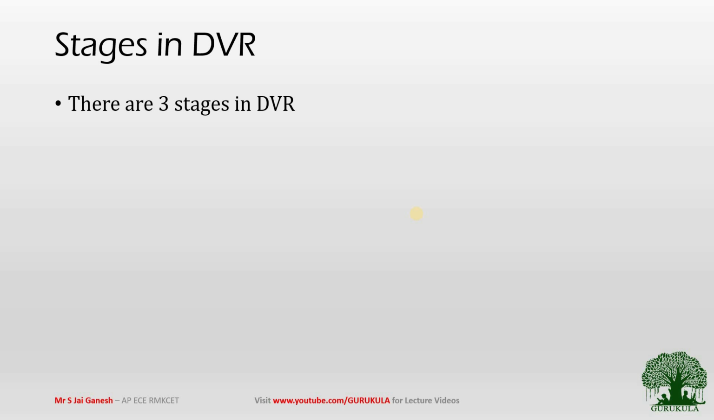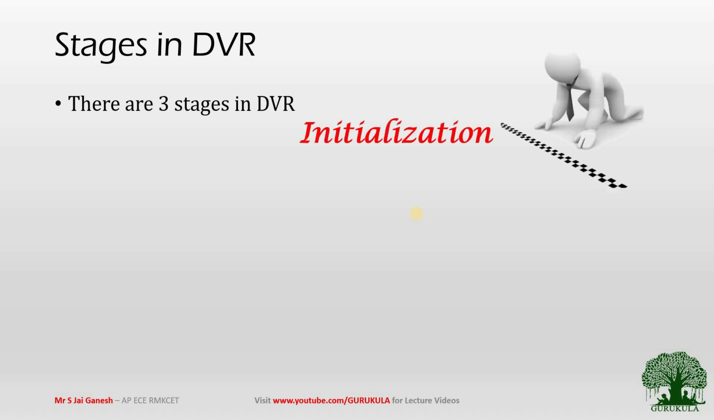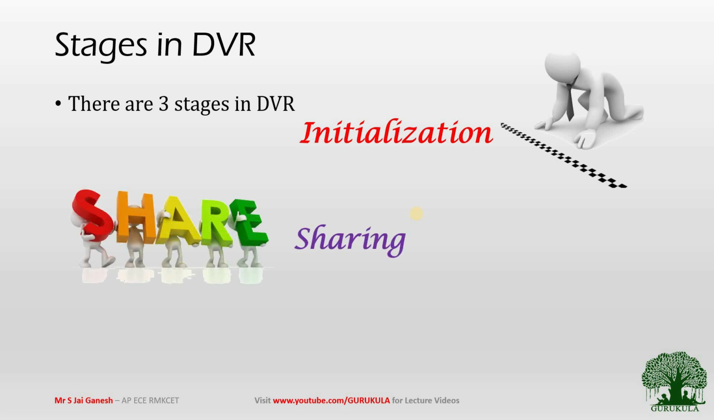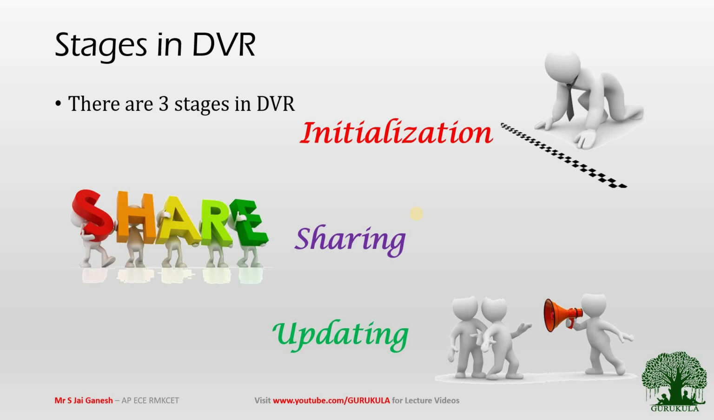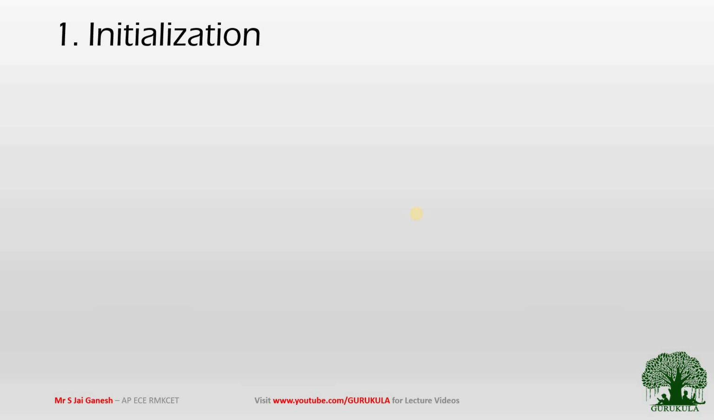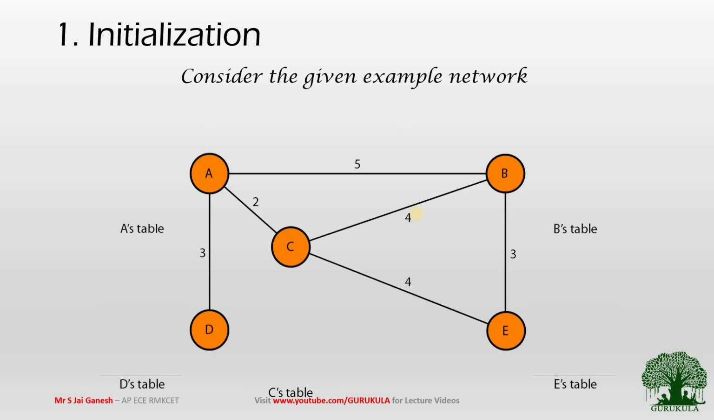So getting into the actual computation process of distance vector routing, there are three stages which we need to come across in order to compute the routing table. The first stage is initialization, the second stage is sharing, and the last stage is updating others. These three stages will be performed by each and every node in the network in order to compute the final routing table.